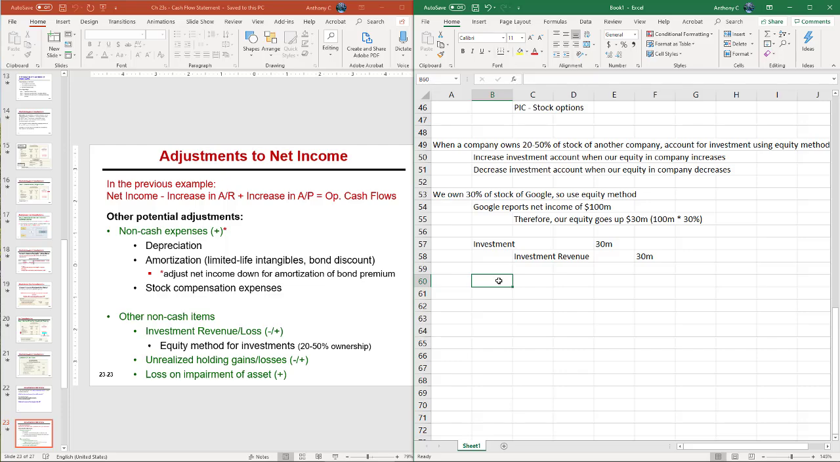All right, now let's just say if we flip this around, Google reports a net loss of 100 million. So if they have a net loss of 100 million, our equity goes down by 30 million. Since our equity in the company goes down, we would end up crediting investment for that $30 million. And our debit would be to investment loss for 30 million. Right, again, since this loss hasn't affected our cash balance, but it reduces net income, if we want to adjust net income to a cash basis, we would have to add this loss back in.